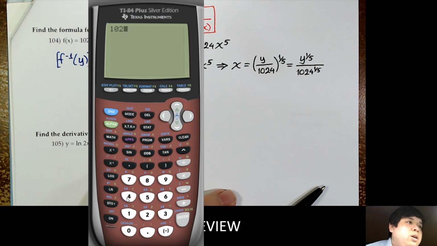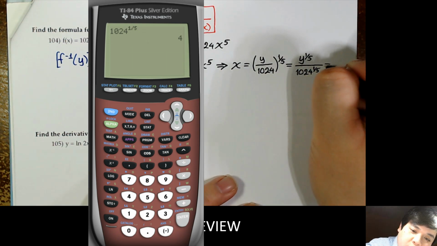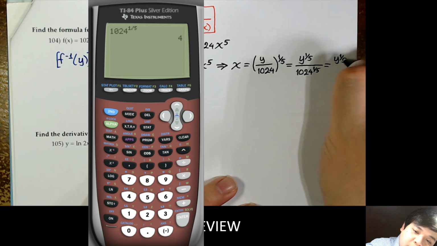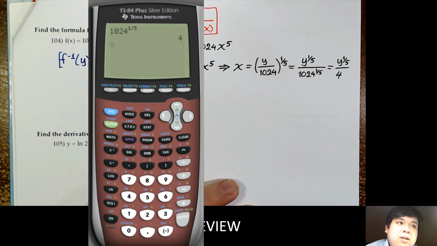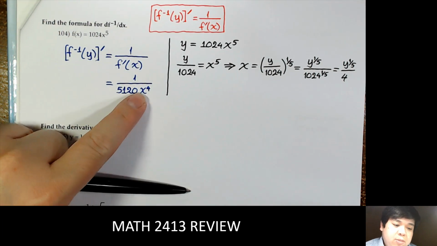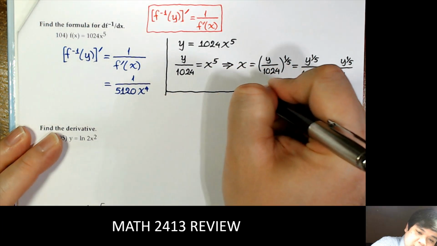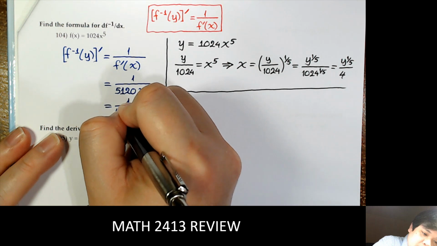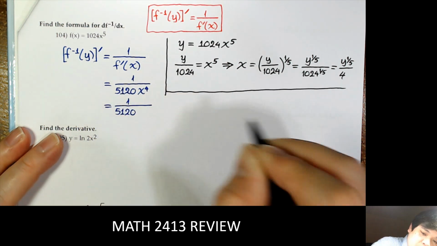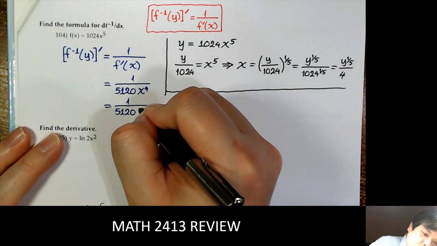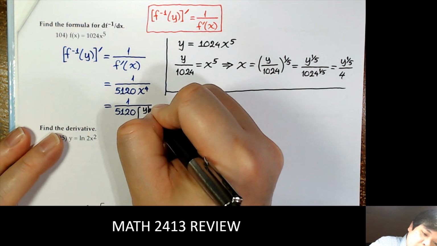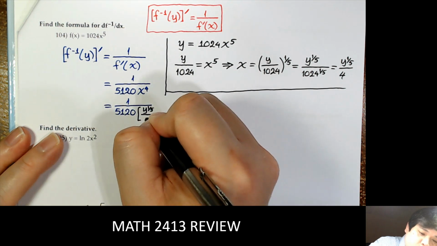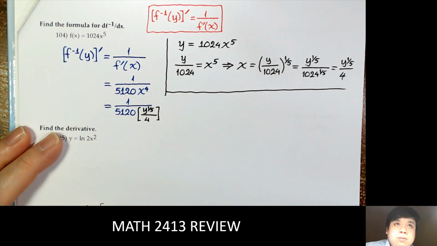1024 to the 1/5, so that's 4, right? So we have y to the 1/5 over 4, right, so that is x. We're going to substitute into this x. So that is 1 over 5120, and we have y to the 1/5 over 4 to the 4 power.